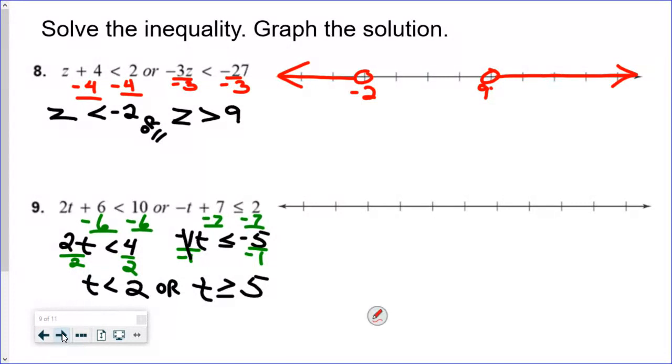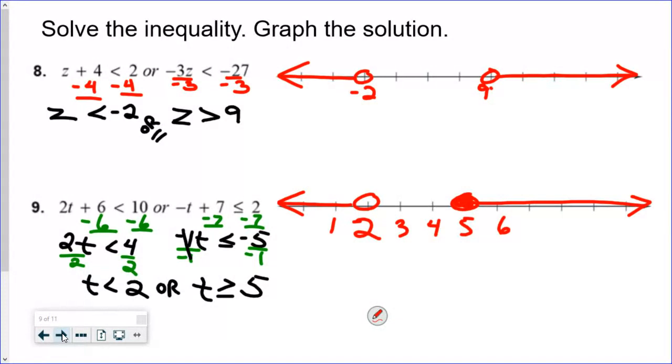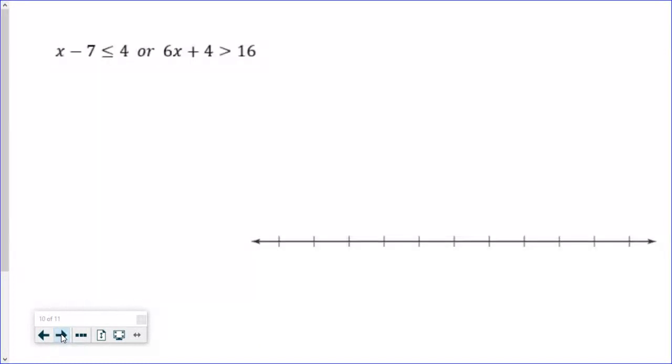Okay, so now I have a 2 here and a 5 here. Again, you can put the numbers down if you want. So t is less than 2, less than matches that way. And t is greater than or equal to 5, or equal to, shading that way. There you go. Don't forget, sometimes you flip only one of the signs. It happens a lot.